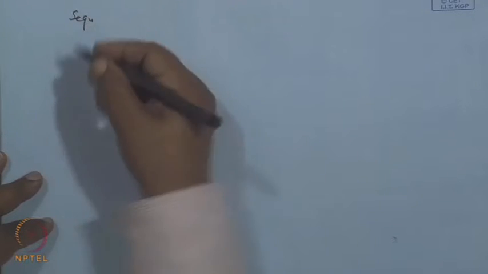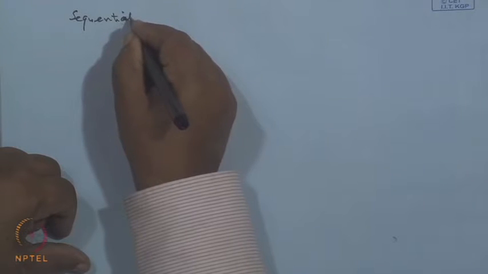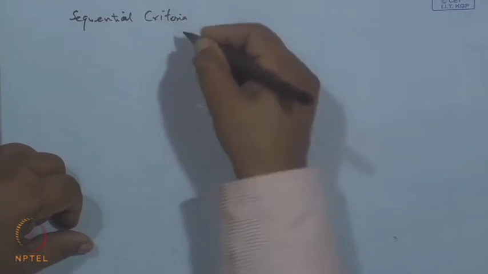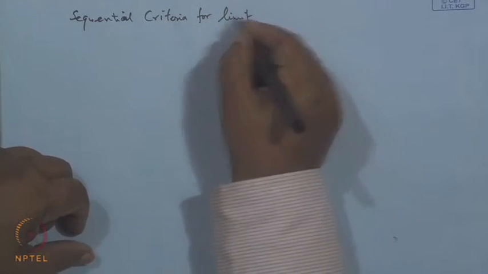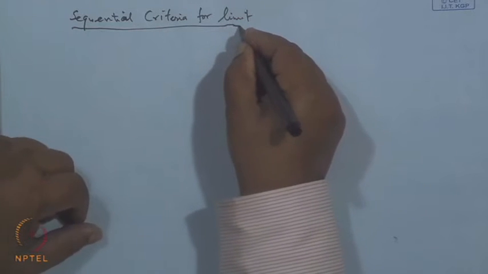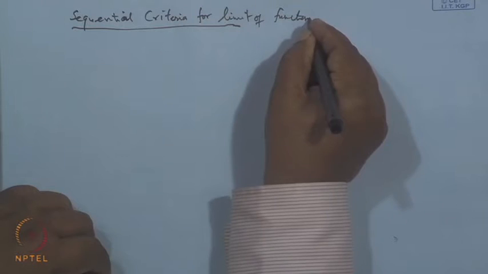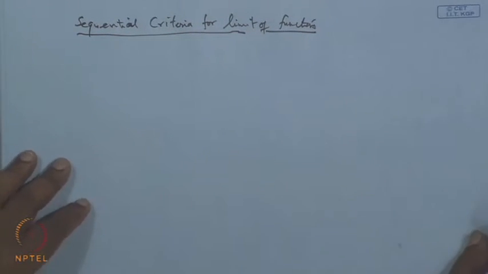Now, there is another way of defining the limit, that is the sequential definition of the limit, the sequential criteria for limits of functions. What is the sequence? This is in the form of a theorem.